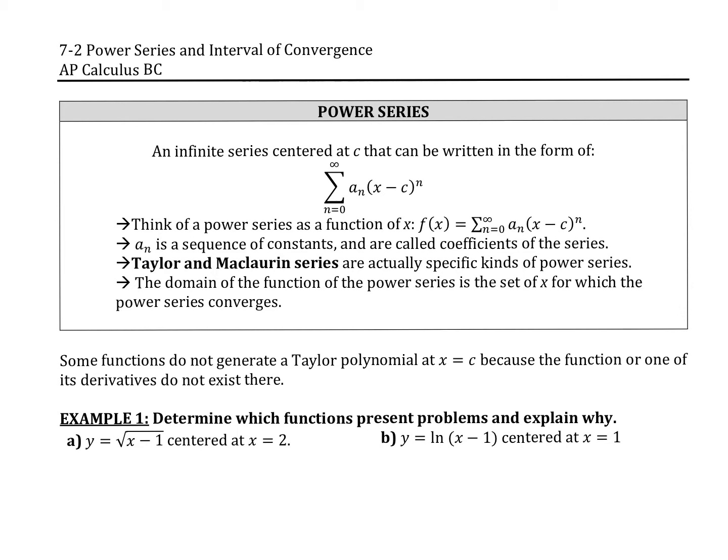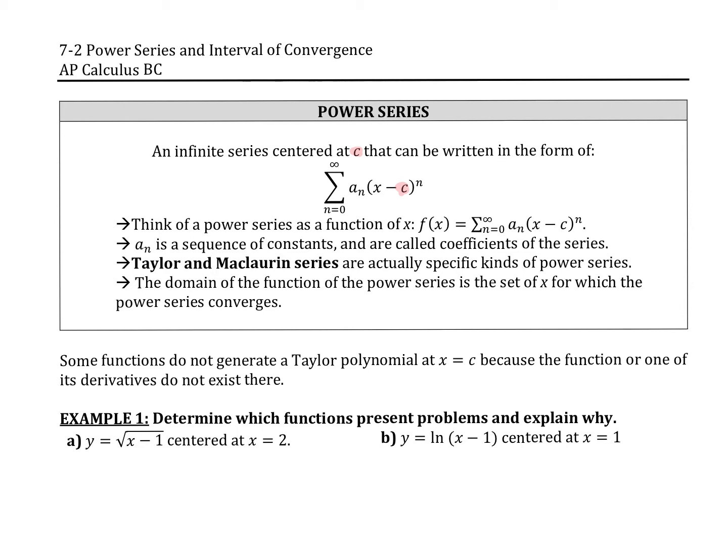So the definition of a power series is an infinite series that's centered at c and can be written in the form of the sum from n equals 0 to infinity of some function a sub n times (x minus c) raised to the n. And this center that we talked about yesterday, the centered at c part, is represented by this minus c here.